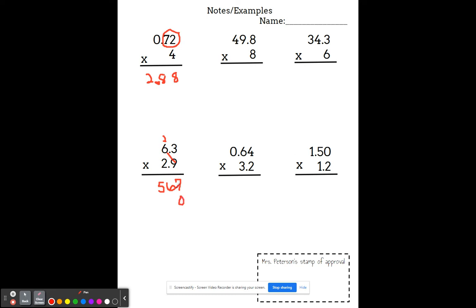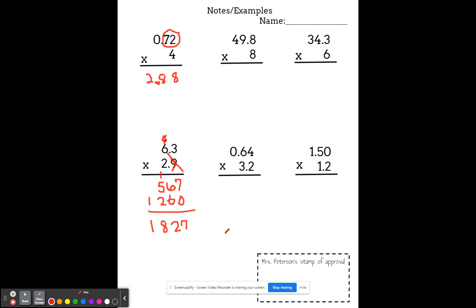Still have to put a filler 0, but I am done with my 9. I'm also done with that too. 2 times 3 is 6, and 2 times 6 is 12. Just like last week, you'll add it together now. So that would become 5, 6, 7, 8.